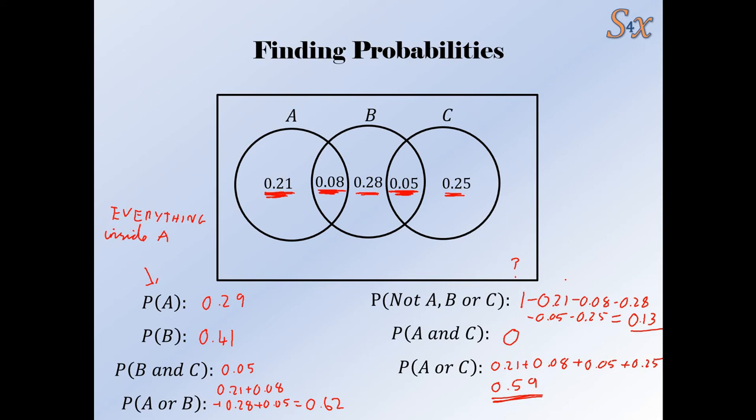We've done quite a few there. Hopefully that gives you an idea of all the things you could possibly be asked, and just making sure you add the right probabilities together. All we do is add the probabilities of everyone who fits the criteria for the event we want to look at. Okay.